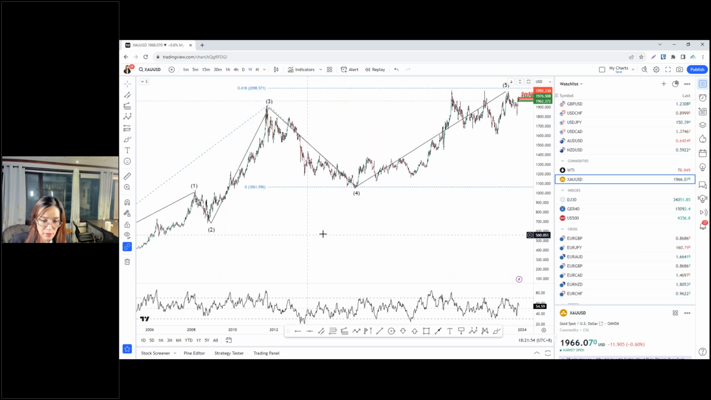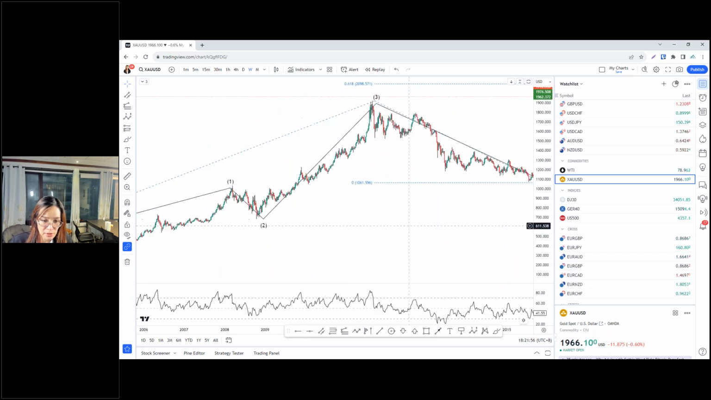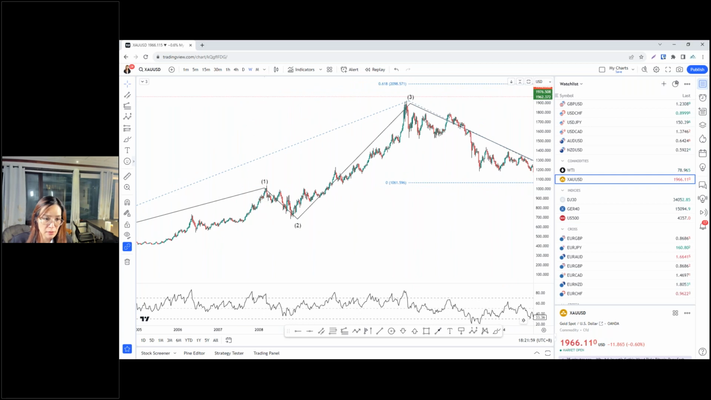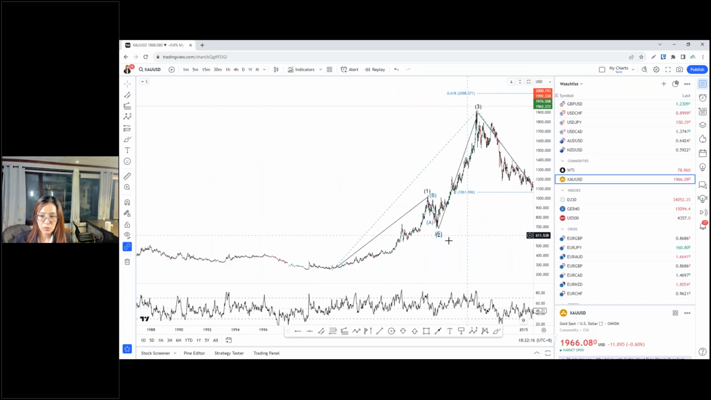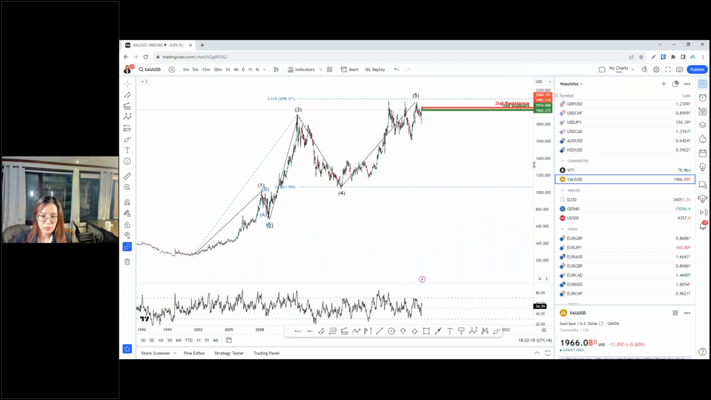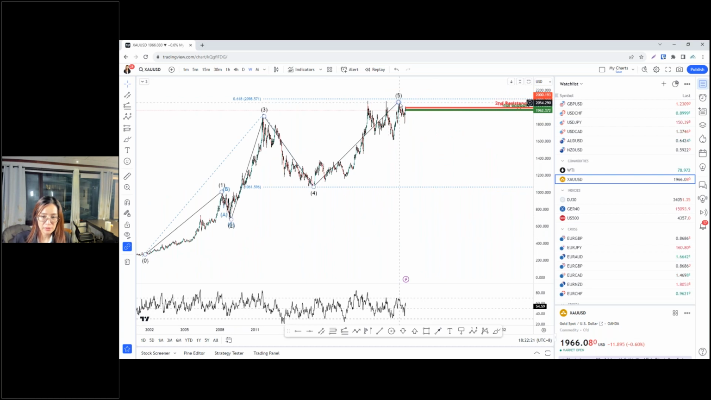In wave 2, you want to see that it has an ABC. I think that will be here. It should be 1, 2, and 3, like ABC, where C is at wave 2, right? And wave 3 should be 1, 2, 3, 4, 5. This is for gold in the bigger picture, which is weekly. It's already in wave 5 here.